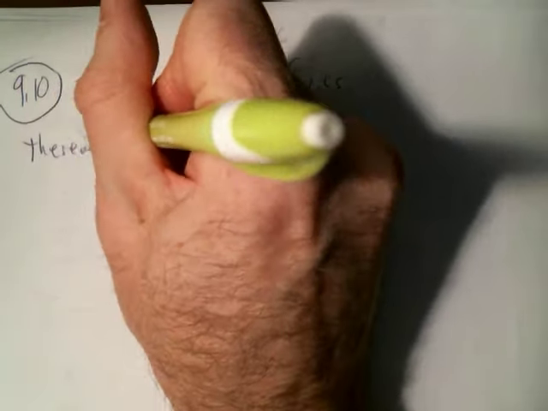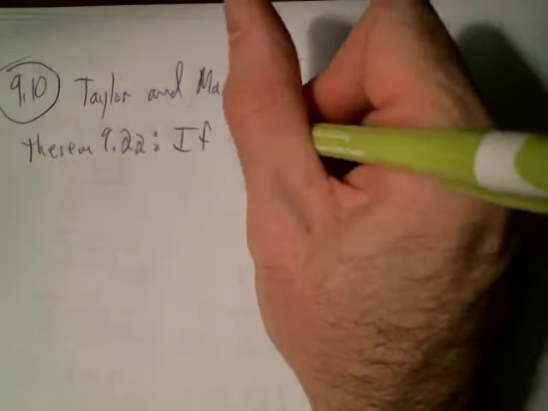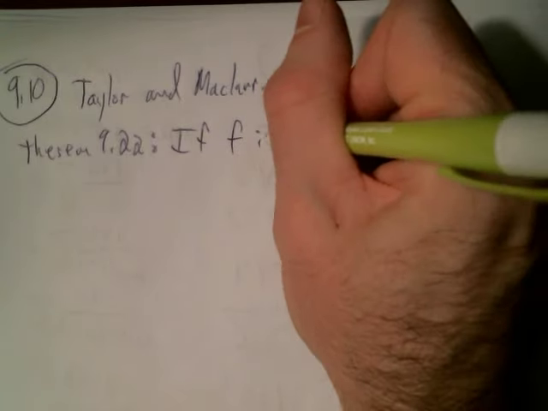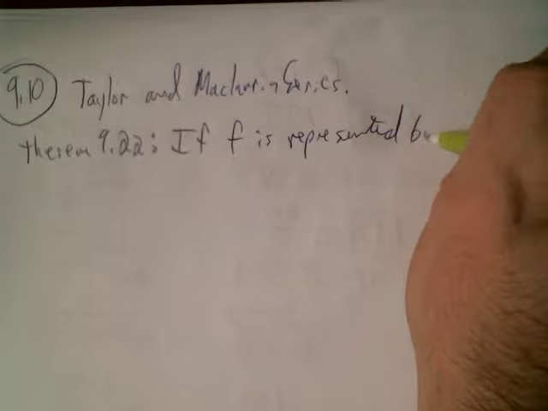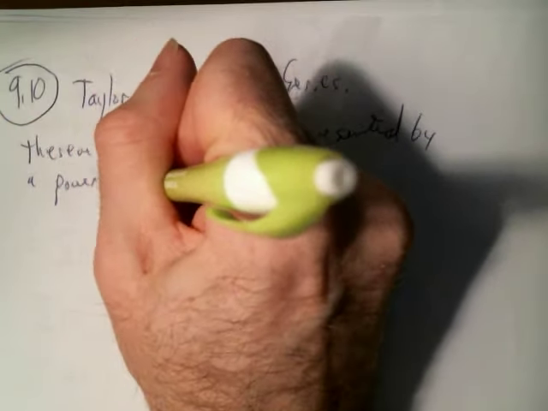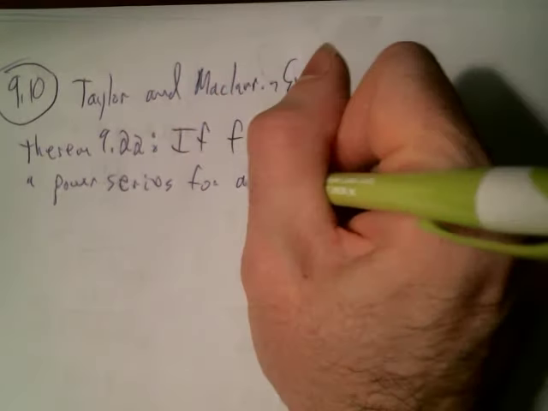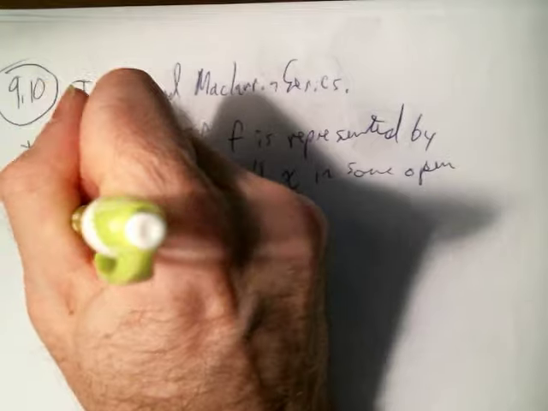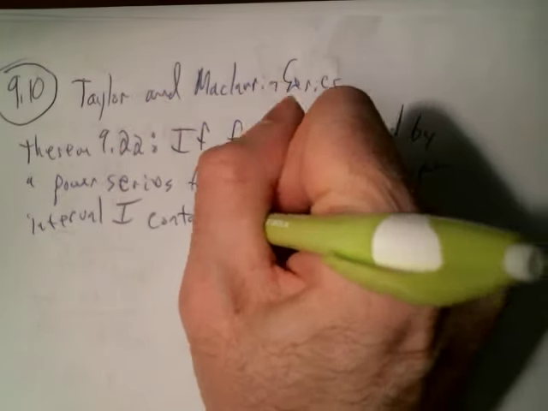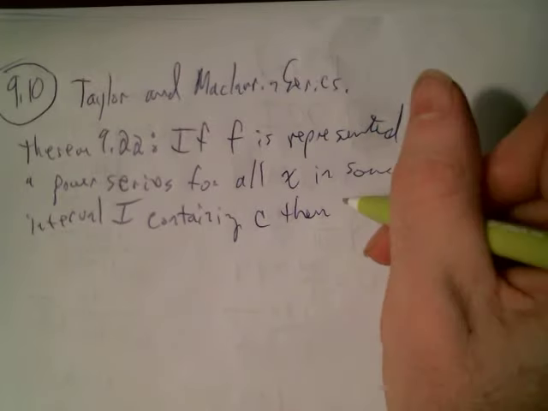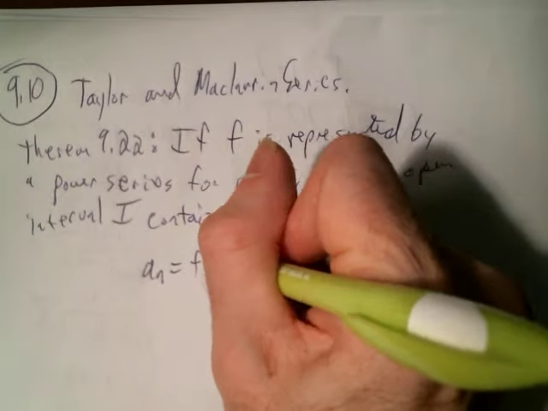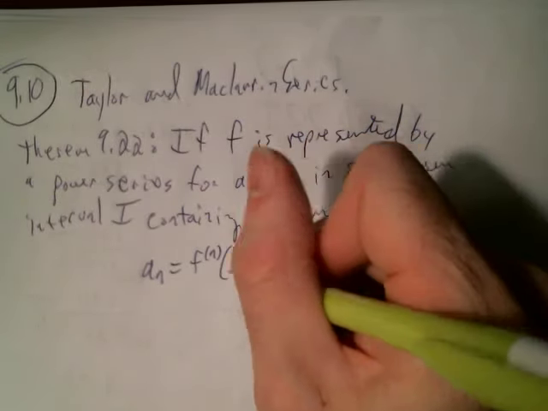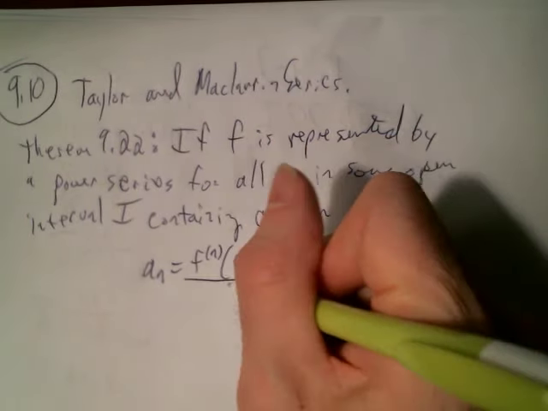So it's in Theorem 9.22 actually that we have this fact. If f is represented by a power series, so if this function has a power series representation, for all x in some open interval I containing the center c, then its coefficients, a sub n, must be this formula that we found when we were dealing with the polynomials, right? So f^(n)(c) all over n factorial.